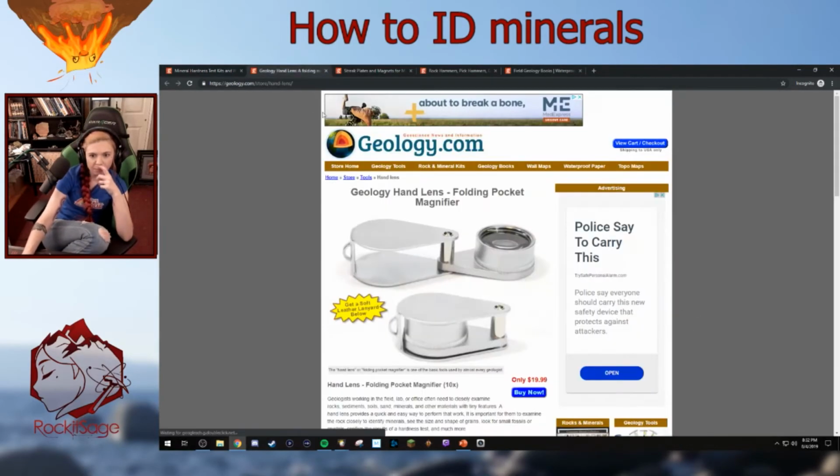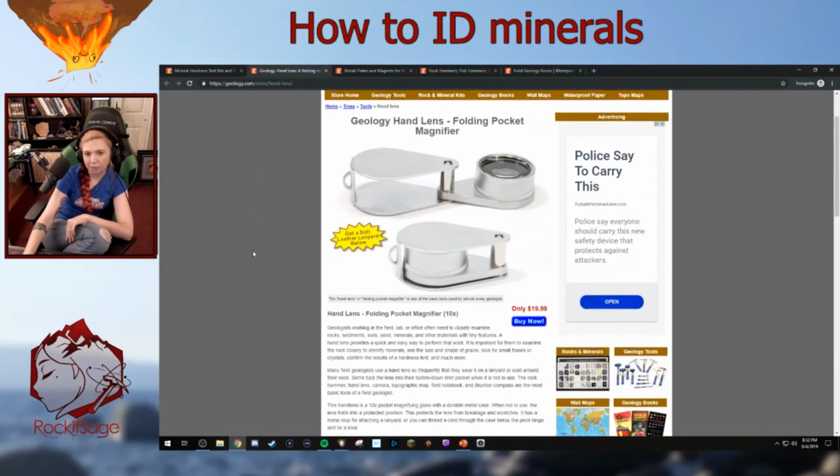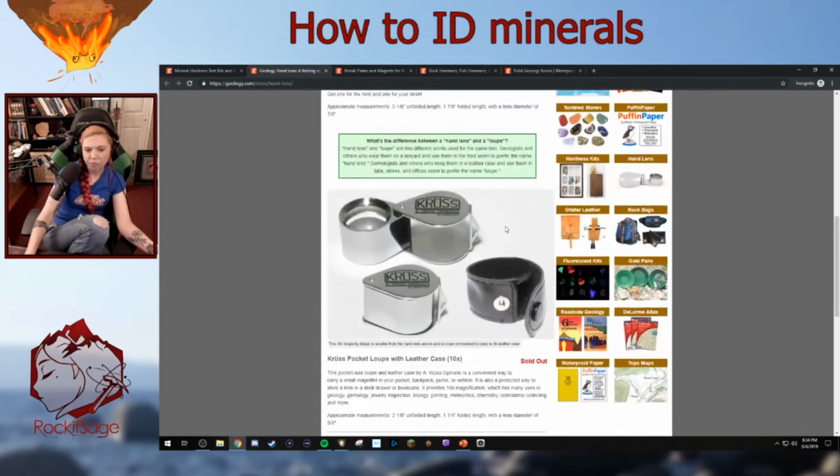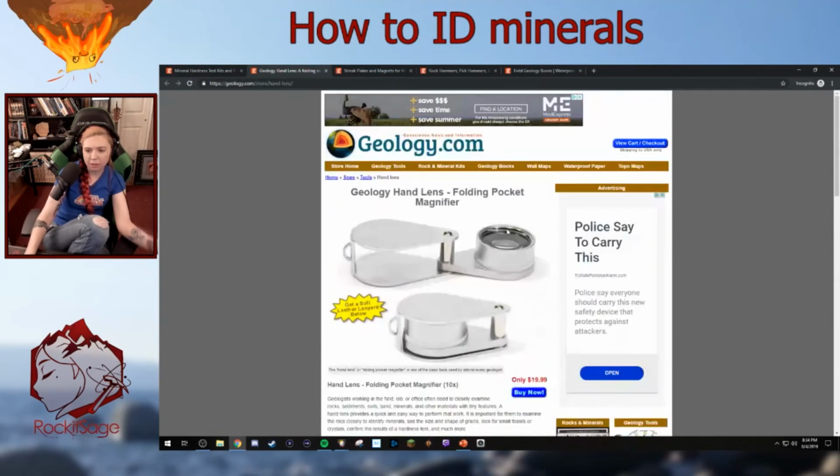But hand lenses are only $20 on this site. I have that little guy. I've never had this brand of hand lens, but I've always done conferences and stuff, and they give you them sometimes at the end of the presentations.